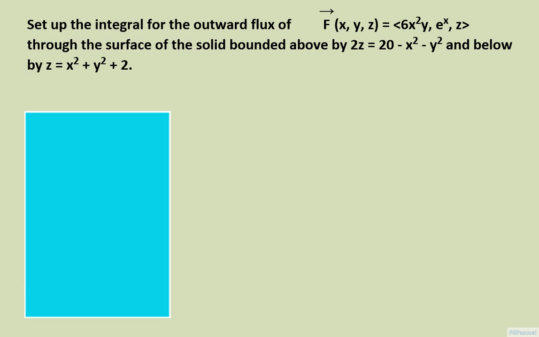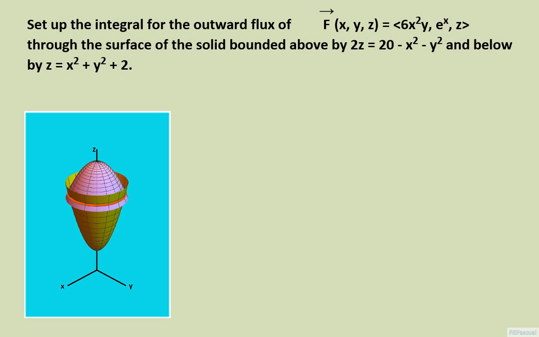In this exercise, we set up the integral for the outward flux of the vector function 6x squared y, e to the x, z through the surface of the solid bounded above by the paraboloid 2z equals 20 minus x squared minus y squared, and bounded below by another paraboloid z equals x squared plus y squared plus 2. The two paraboloids seem to intersect along a circle.